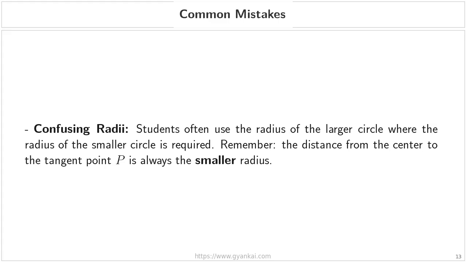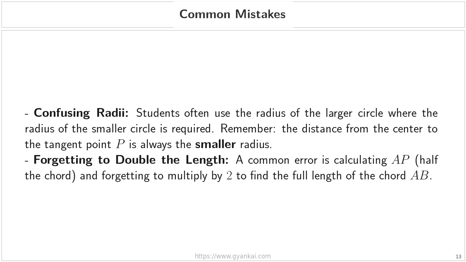First, watch out for confusing the radii. It is very easy to accidentally plug the radius of the larger circle into your calculations where you actually need the radius of the smaller circle. Always remember, the distance from the center, point O, to the point of contact, point P, is always the smaller radius. Second, a very frequent error is forgetting to double the length.